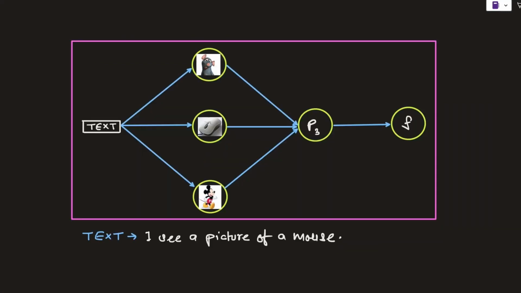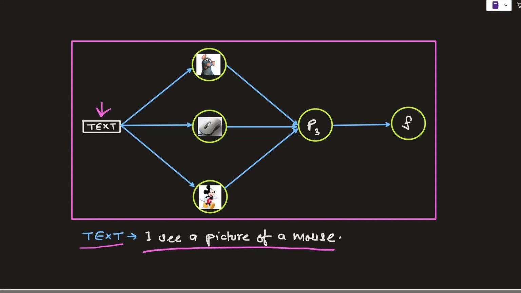And over here I have a very interesting slide to show you. With a simple and interesting storytelling, I will try to explain how a multiple layer perceptron works in order to produce a desired outcome. So let's say we are using a text input and the text is "I see a picture of a mouse." So this is the input over here.